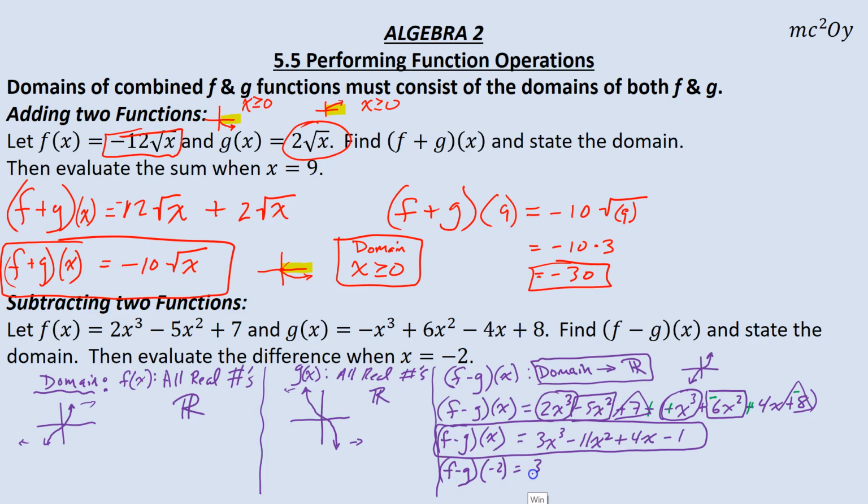-2. So substituting -2 in, so 3 times -2 cubed minus 11 times -2 squared plus 4 times -2 minus 1. Okay, well that's -8 times 3, or -24. And 4 times -11 is -44. And 4 times -2, -8, minus 1. That gives me a grand whopping total of, I believe, -77. All right. f minus g of -2 is -77.